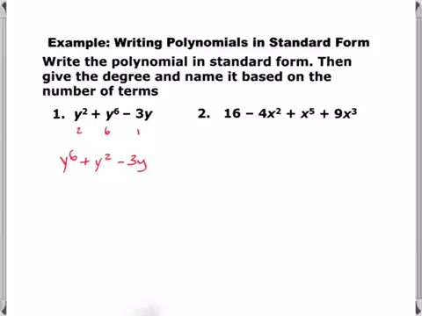And then we want to name it, and then we want to figure out its degree. Well, its degree would be the largest one, so in this case it has a degree of 6. And then I want to name it by the number of terms. Well, there are 3 individual terms here that are separated by the 2 addition-subtraction signs. So 3 terms tells us we're dealing with a trinomial.